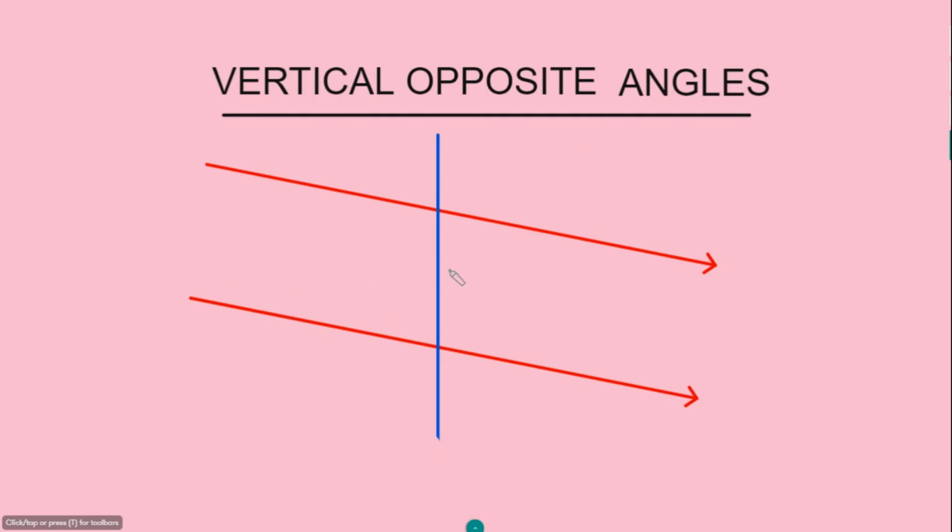The next kind of angle I can have is a vertical opposite. Here the angle here is vertical opposite to this. Now you can see the X shape, so I call this the X-shape angle.